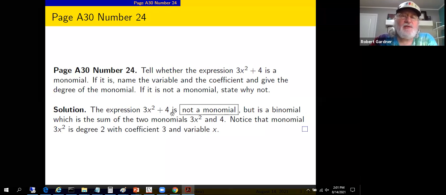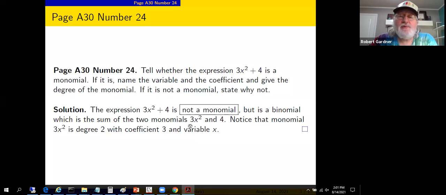The expression 3x squared plus 4 is not a monomial. It's a binomial. It's a sum of the 2 monomials, 3x squared and the monomial 4. This counts as a monomial. It's a constant. Think of it as 4x to the 0.